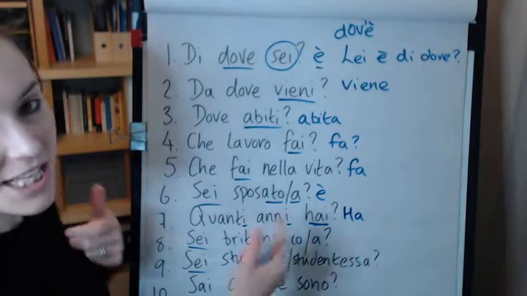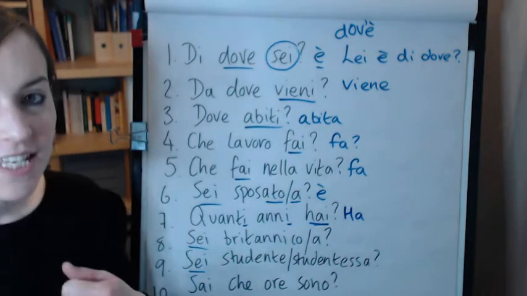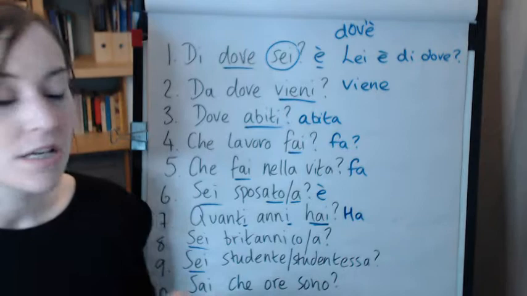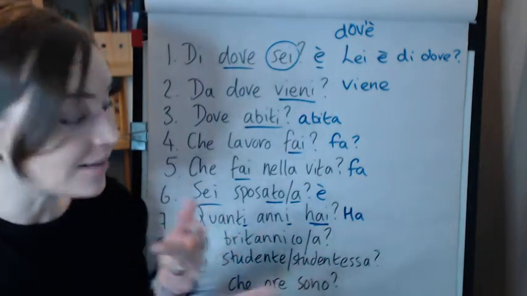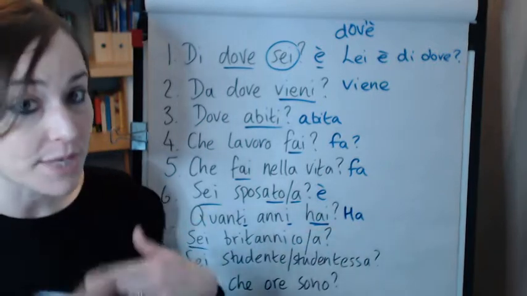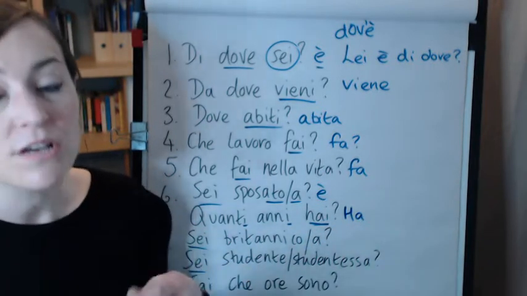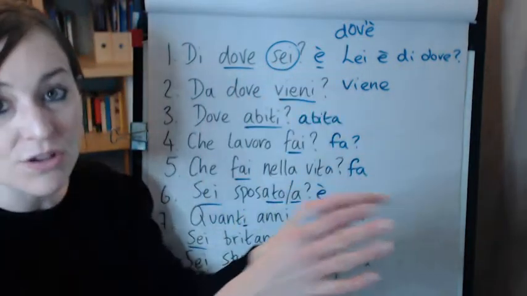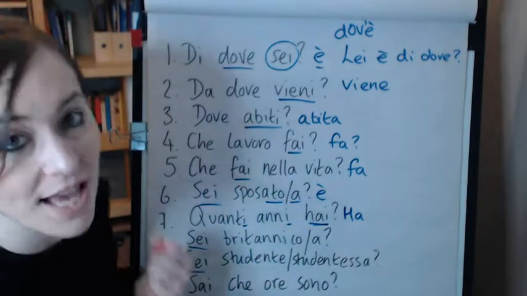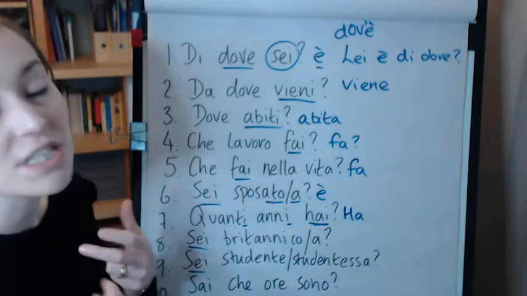Okay, you don't pronounce that H there. It's not "ha", it's "a". So, ho, hai, ha. Third person singular. Abbiamo, noi, we have. Voi avete, you guys have. Loro hanno, they have. So it's the verb avere, one of the auxiliary verbs.